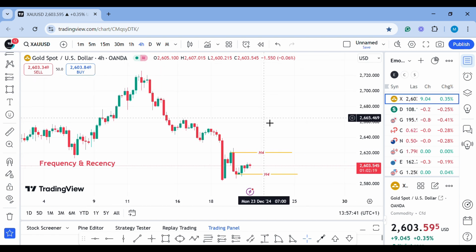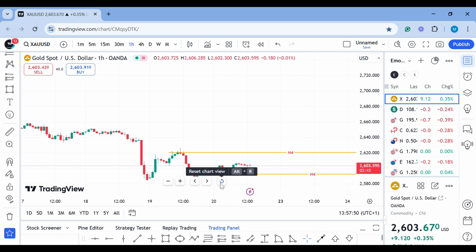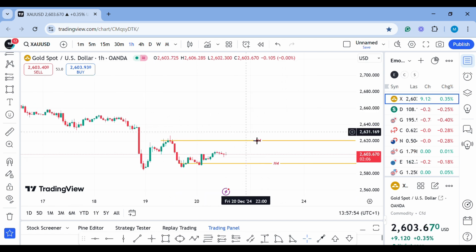So now let's move to the H1 time frame where we mark out our other F&R zone. Whenever you get to the H1 or to any time frame, just look, okay, where are we now? Where is the market currently? The market is currently here. So just look, okay, where's the market currently now? Okay, the market is currently here.